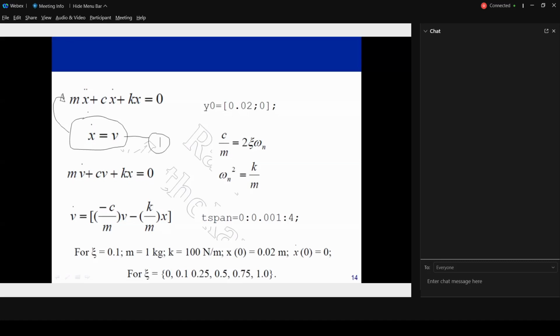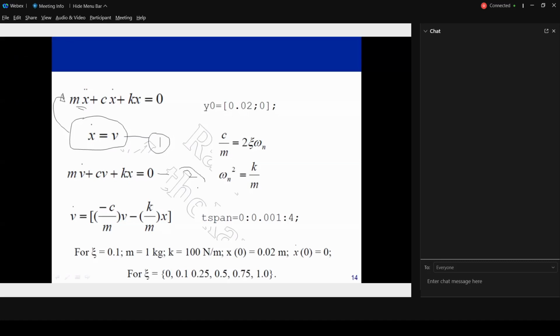M x double dot. So I need to differentiate it. dx by dt is already there, so I made it d2x by dt square. So it becomes dv by dt, which can be written as v dot. So I wrote here v dot. First I took care of the first term, plus c, then dx by dt is v, I substitute v, plus k into x is equal to 0. So what did I get? I got the second ordinary differential equation.